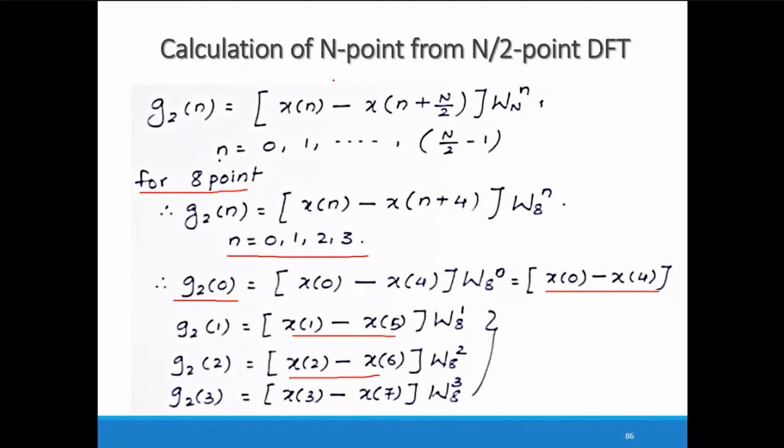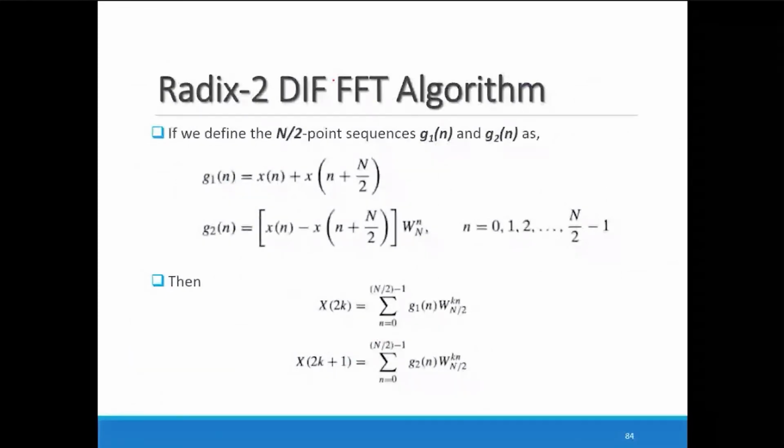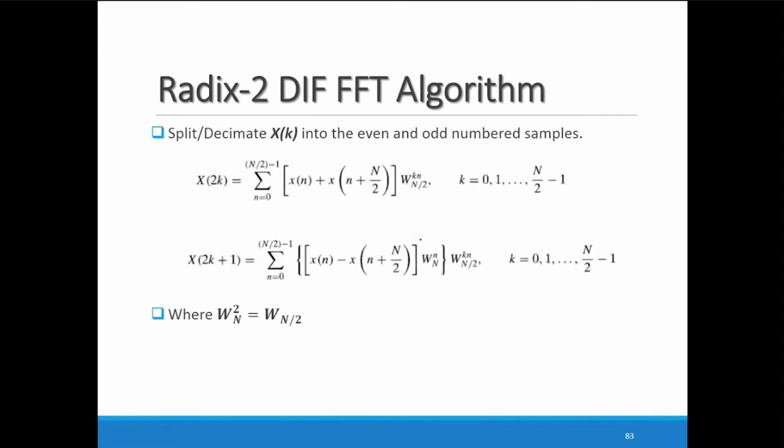How did the twiddle factor come? In the derivation we have discussed. Here this is the general equation, omega N. In this first term, no twiddle factor is there. In the second, after simplification, we already discussed this: xn minus x of n plus N by 2 into omega N raised to n. Let me show you this slide again.